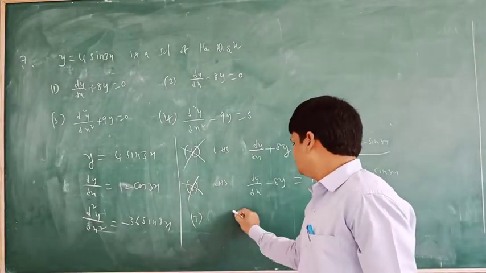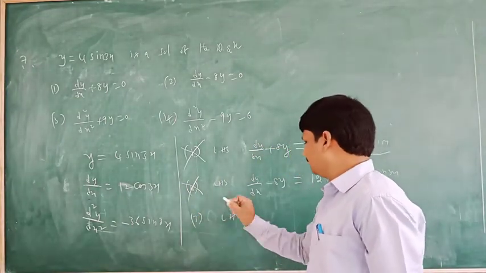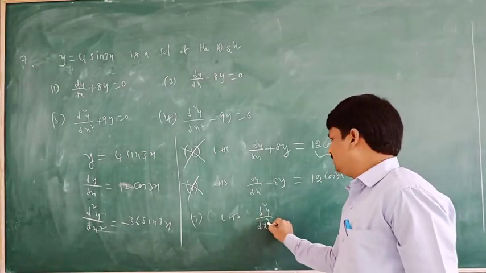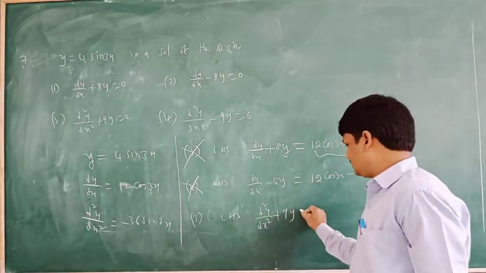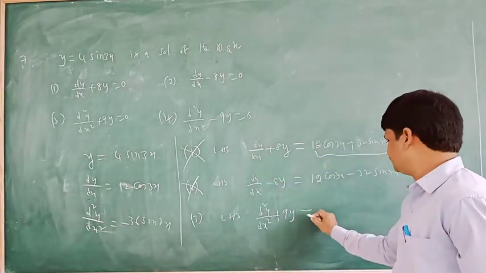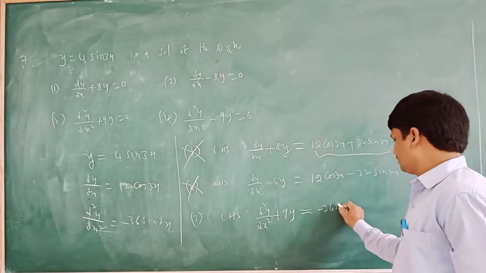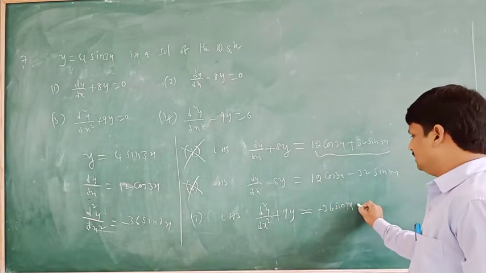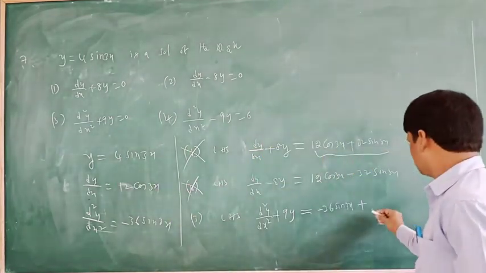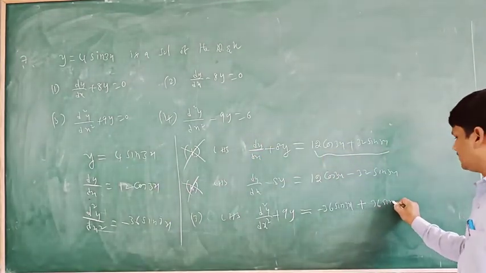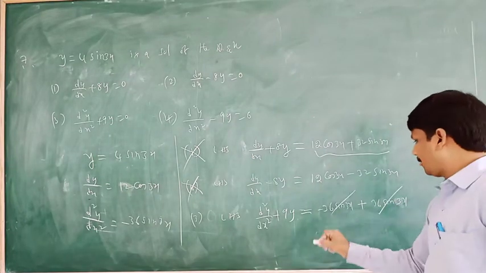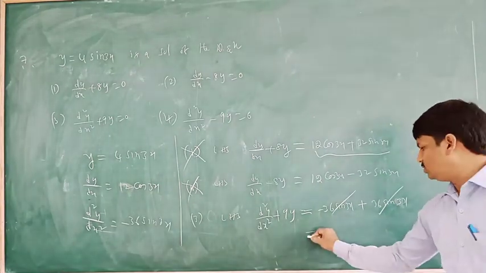Go to the third option. Take the LHS: d square y by dx square plus 9y. What is the d square y by dx square value? Minus 36 sin 3x, plus 9 into y, and 9 into y means 36 sin 3x. So both will get cancelled. It is equal to 0, I got it.